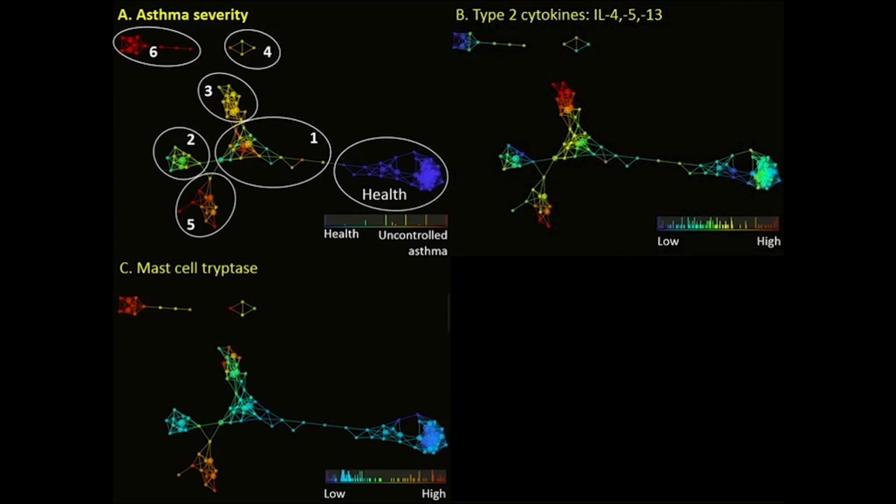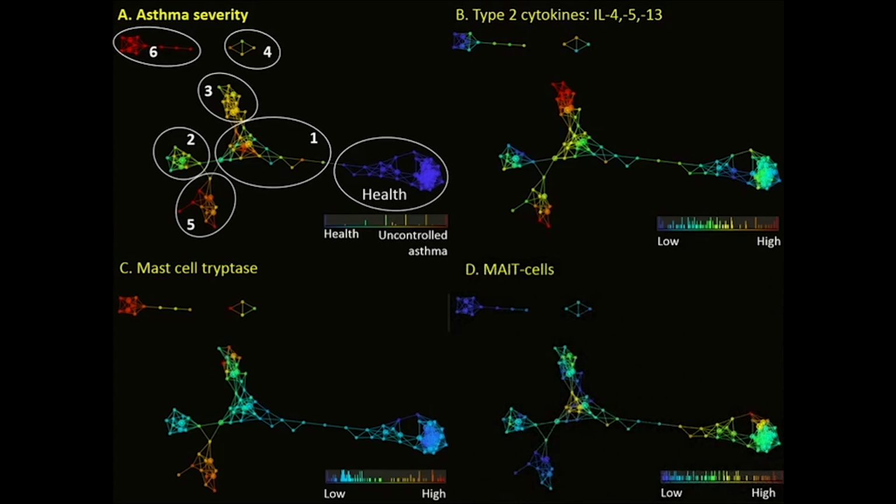If we now look, for example, at Th2 cytokines, you'll see only one of the clusters is heavily influenced by Th2 cytokines, although there is a little in the one expressing mast cell activity as well at the bottom. And finally, if we go to innate T cells, we see other subtypes.